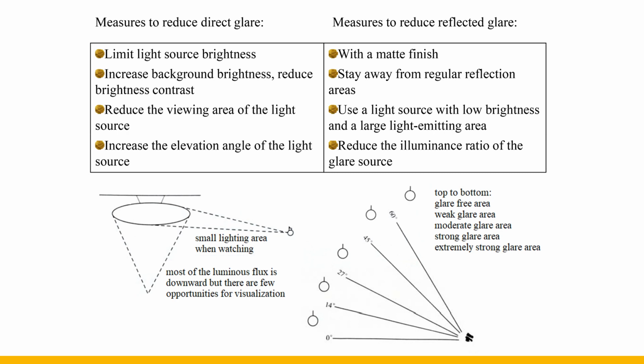Try to choose a metal surface for the visual work surface to avoid reflection glare caused by regular reflection. 2. Visual tasks should avoid and stay away from regular reflection areas. 3. Use a light source with less luminous surface area and low brightness. 4. Reduce the proportion of the illuminance formed by the glare source, causing regular reflection, in the total illuminance.